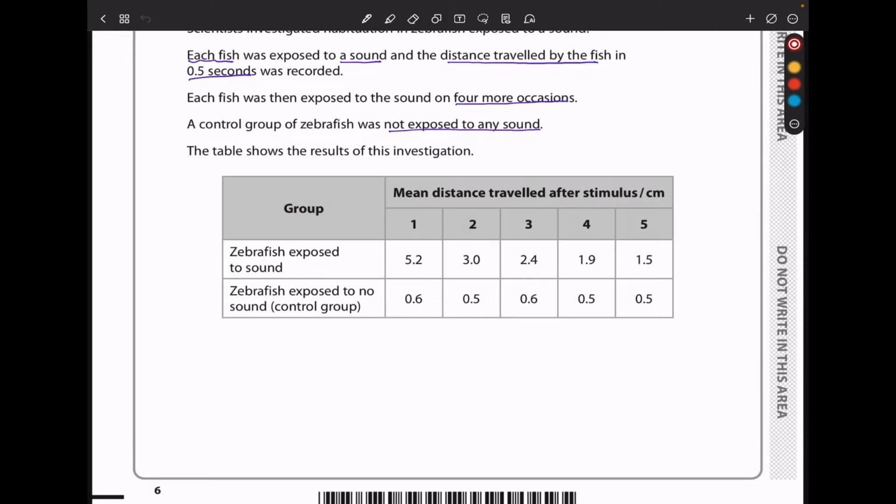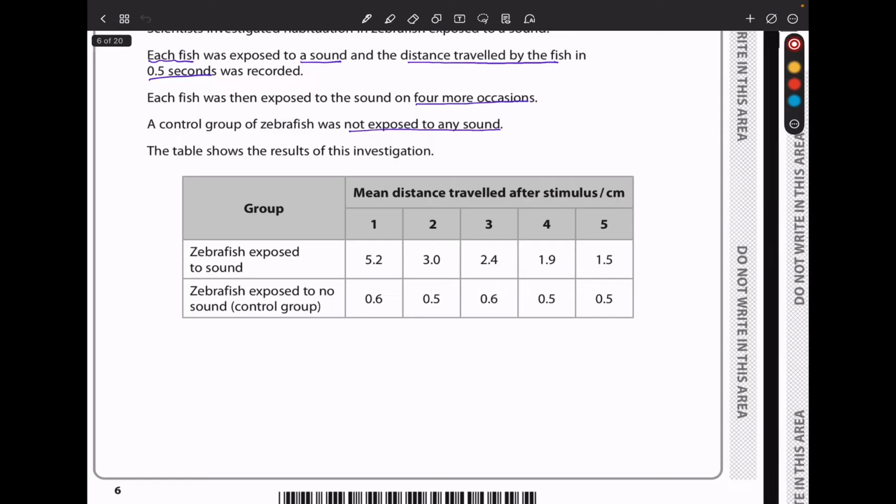So we have the group, those exposed to the sound, and those in the control group, meaning not exposed to the sound. And we have the different number of times they were exposed to the sound. So we can see for those exposed to the sound, there is a gradual decrease in the mean distance traveled in comparison to this, because this looks as if it's the same. There is no significant change.